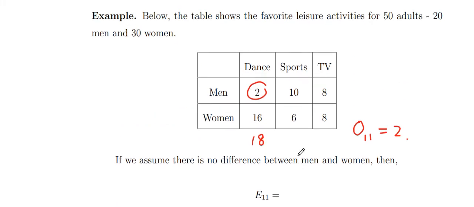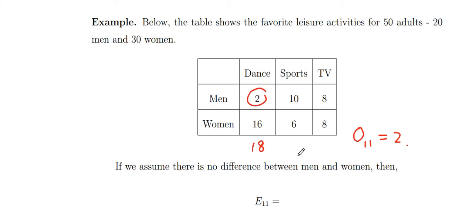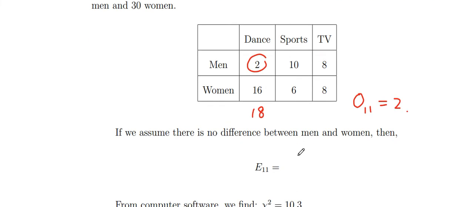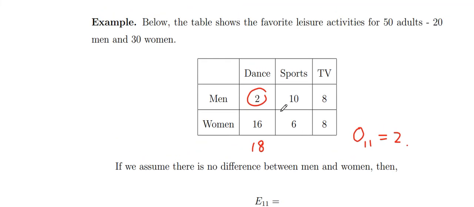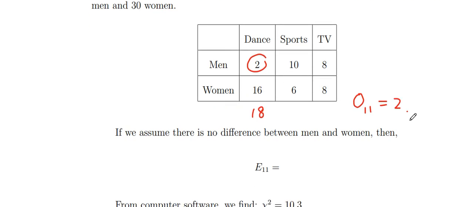And totally how many people? 50, right? So we can say here we have 50 adults, 20 men and 30 women. Among those 50, 18 people like dance. So the percentage for liking dance is 18 over 50.